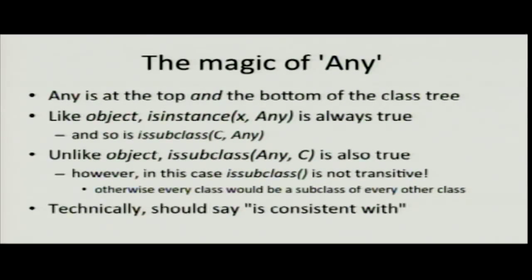It's always true. Everything is an instance of any. Also, everything that's a class is a subclass of any, which really means it's a subtype. Apologies to Mark. On the other hand, and this is the weird part, any is also a subclass of every other class.